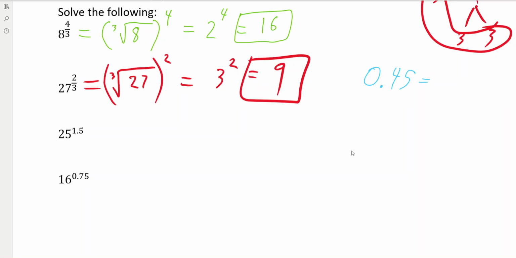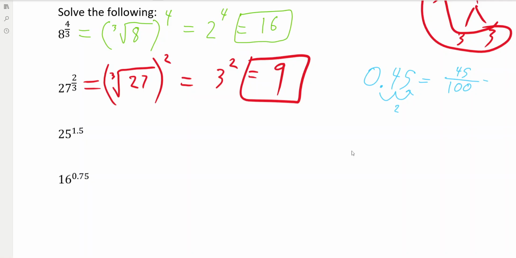Well, what we do is we take the decimal and we move it over however many places we need to. So we moved it over 2 spots. So we're going to put the 45 there now. And because we have to move it over 2 spots, we're going to put a 1 and 2 zeros, so 100.